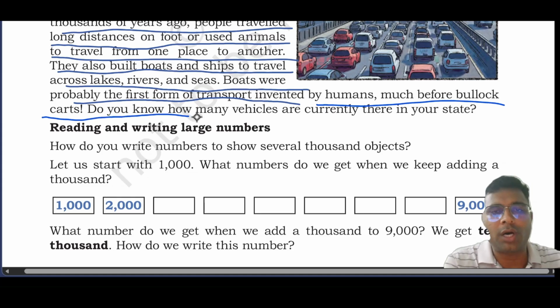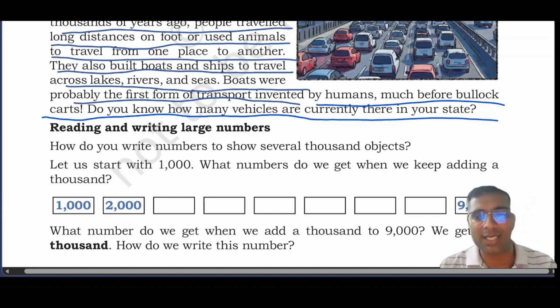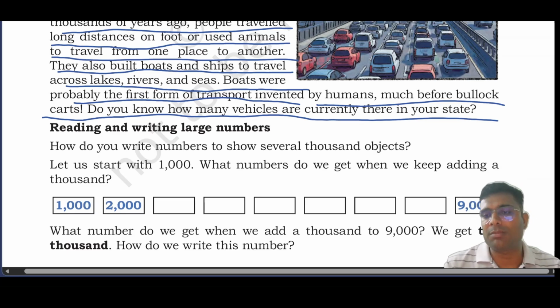Do you know how many vehicles are currently there in your state? So the answer to the last question you have to find: how many vehicles are currently there in your state. If you are living in a big state like Maharashtra or Uttar Pradesh, definitely the answer will be in lakhs. And if you are living in a small state like Sikkim, the number of vehicles will be in 10,000, 20,000, something like that. So you will try to find the answer to this question.